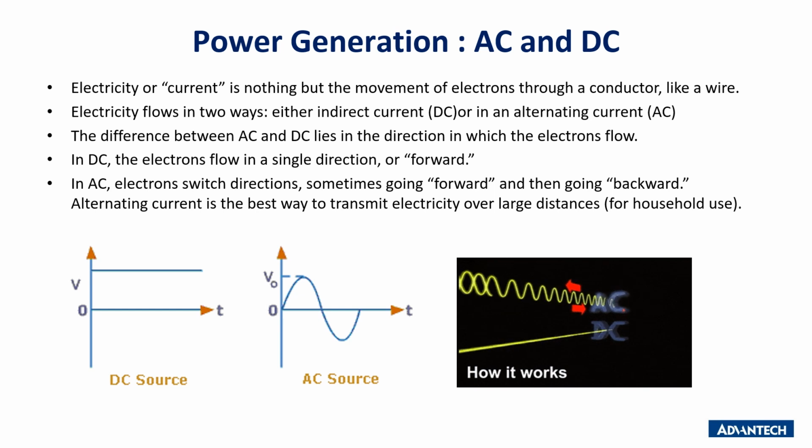The advantage of using alternating current AC is that it can transmit electricity over large distances such as for household use.